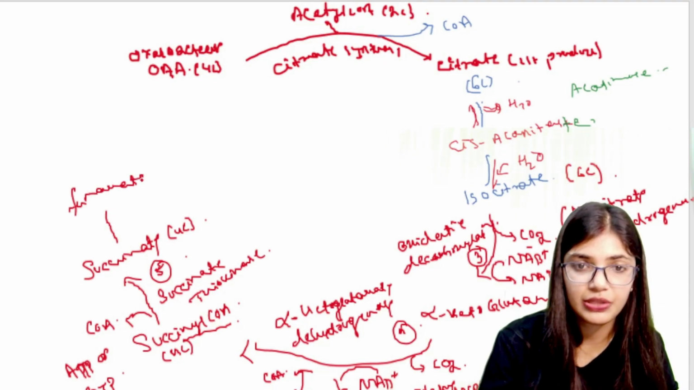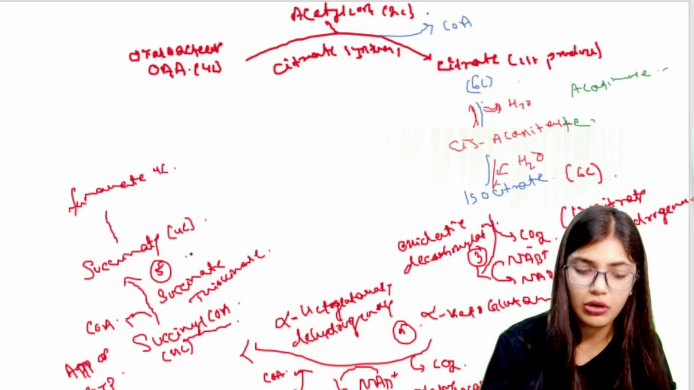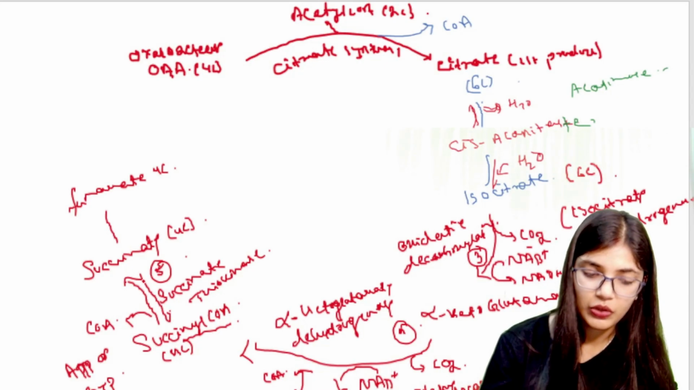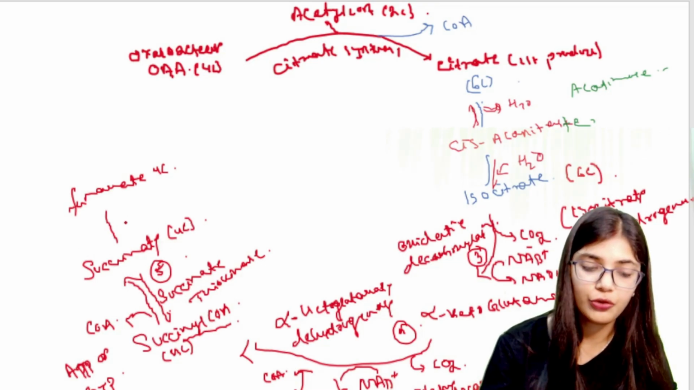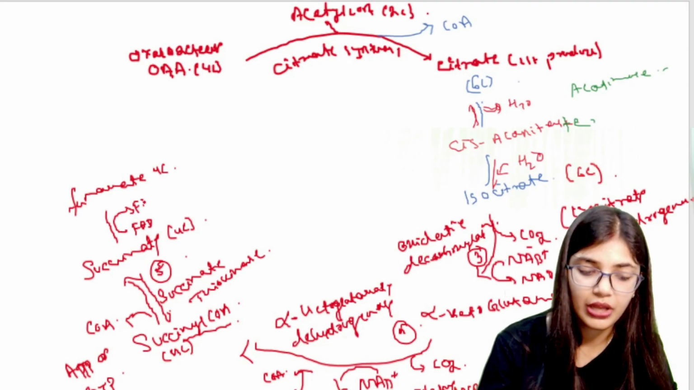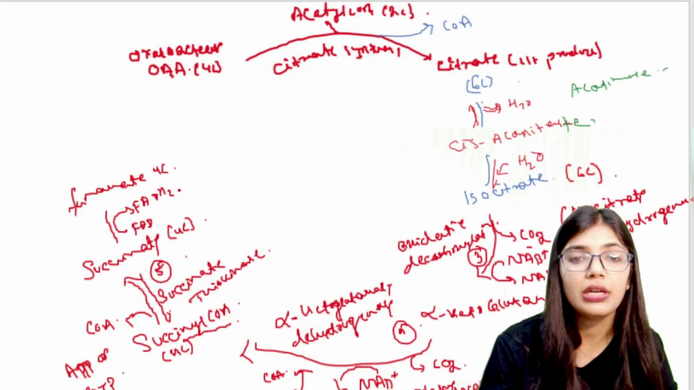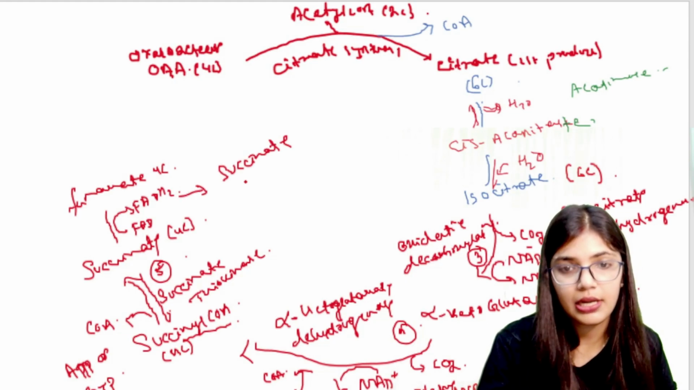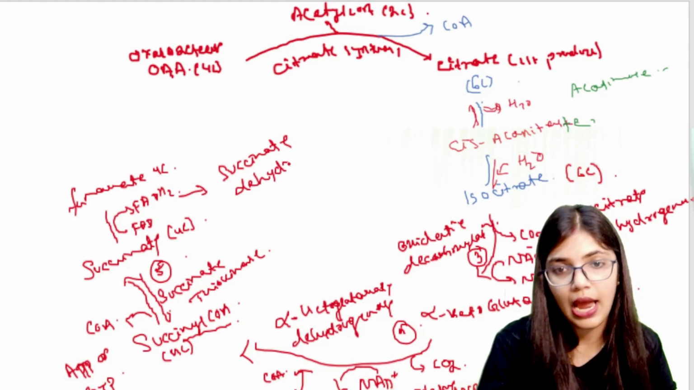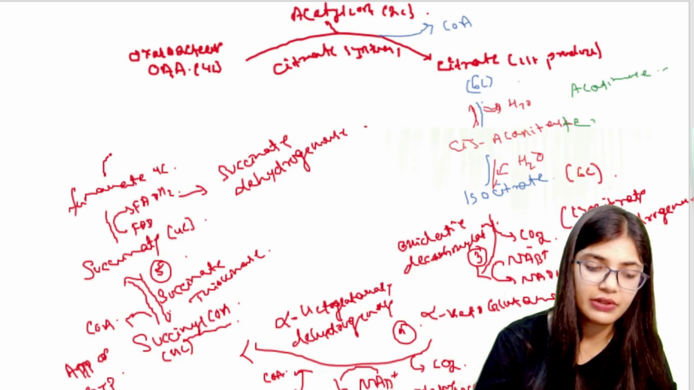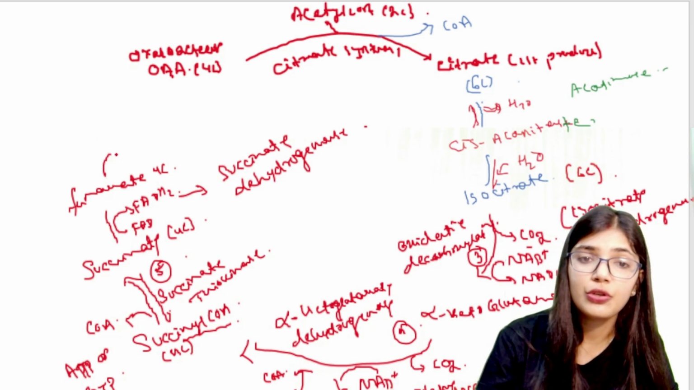Okay, this fumarate which is produced is also a 4-carbon compound, and the conversion of succinyl coenzyme A to succinate is also a reversible phase. During the conversion of succinate into fumarate, FAD is converted into FADH2. The enzyme responsible here is succinate dehydrogenase. Okay, now the seventh step is the conversion of this fumarate into malate.